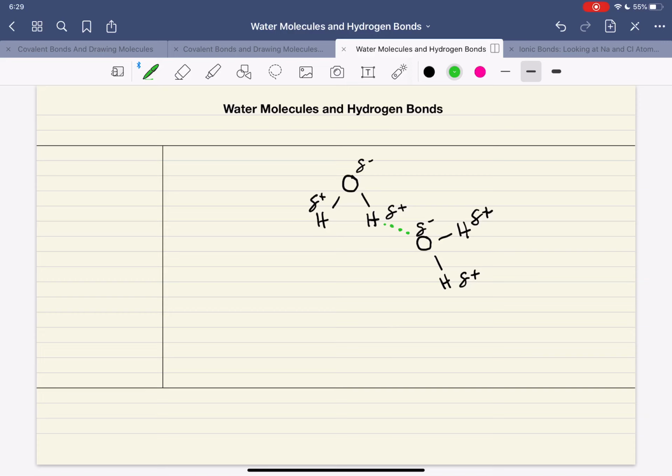Now, a single water molecule has the potential at any one moment in time to form up to 4 different hydrogen bonds with other water molecules. So I'm going to show that. Or actually, I'll show 3 instead of 4 for the sake of time. So let's draw one more.